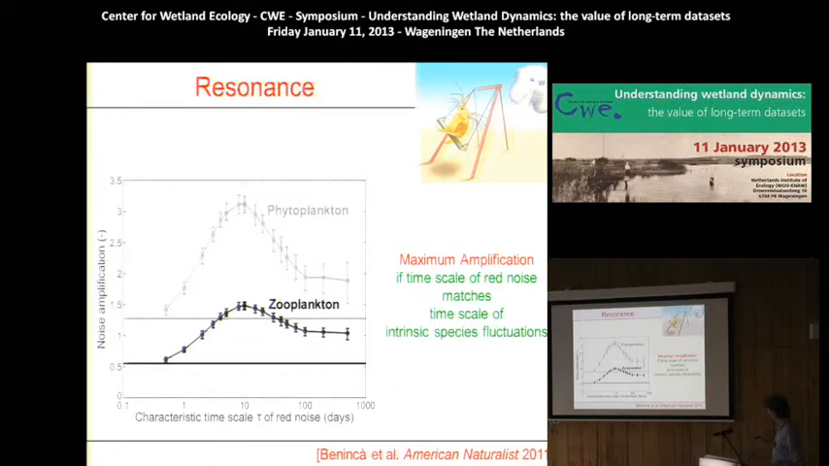scales. And what you can see in this particular example is that we find the highest noise amplification at the characteristic time scale of 10 days. And it matches the time scale of the intrinsic fluctuations. So we get maximum amplification if the time scale of your temperature fluctuations matches the time scale of the natural intrinsic species fluctuations.